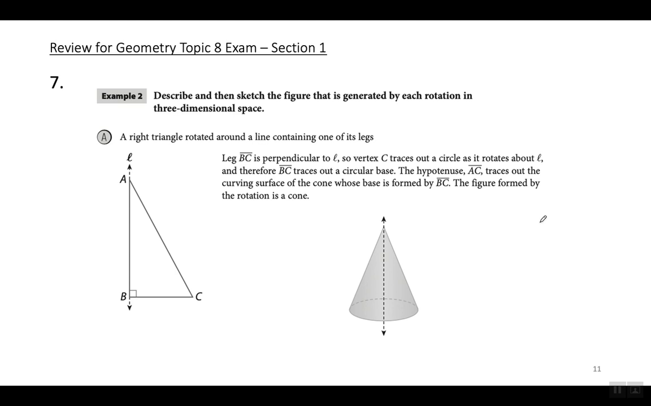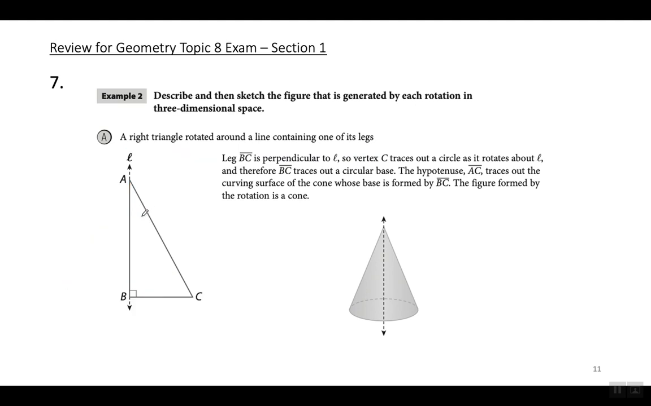All right, moving on. Question 7. This is a super easy question that's on the test. It says, basically, just look right here. A right triangle rotated around the line. Let's look at this first. It says, describe and then sketch the figure that is generated by each rotation in three-dimensional space. So the question is basically this. If you have a right triangle and you rotate it, imagine that you're rotating this triangle in a three-dimensional space. Let me see if I can draw it so that it makes sense. Like that. And, you know, continue.